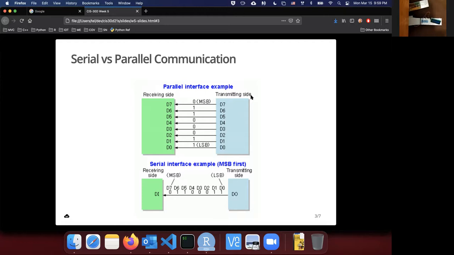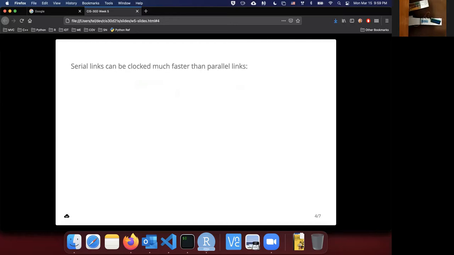And this clock frequency actually determines the speed. If you clock the receiving or transmitting signal at a higher frequency, then you can send more data within the same amount of time, right? So serial communication is actually faster than parallel because we can have a much higher clock frequency.